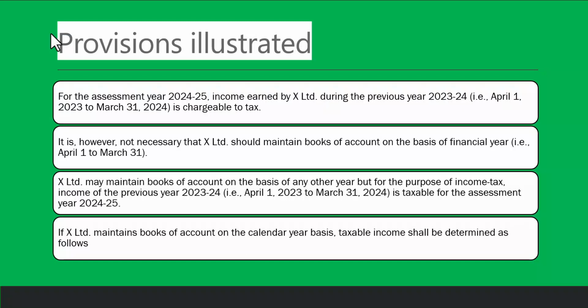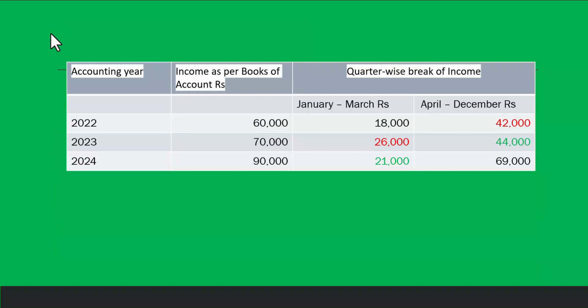If X Limited maintains books of account on the calendar year basis, taxable income shall be determined as follows. Okay, so let's understand this example. Suppose a company X is maintaining books of account on the basis of accounting year, which is the calendar year. The first column gives 2022, 2023, and 2024. So this is the calendar year. Income as per books of account, based on the calendar year: for 2022, the income was 60,000; for 2023, it was 70,000; and for 2024, it was 90,000. So now we will have to break up into a quarter-wise breakup of income.